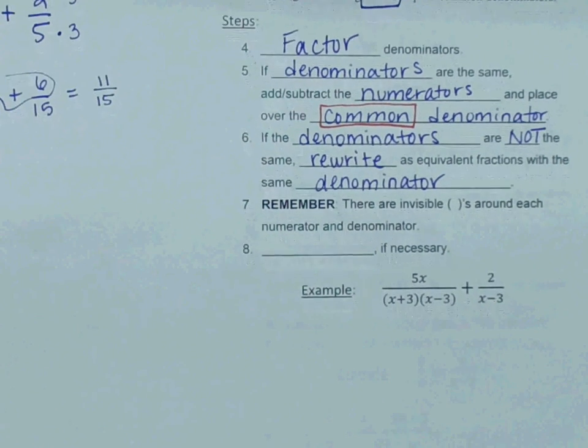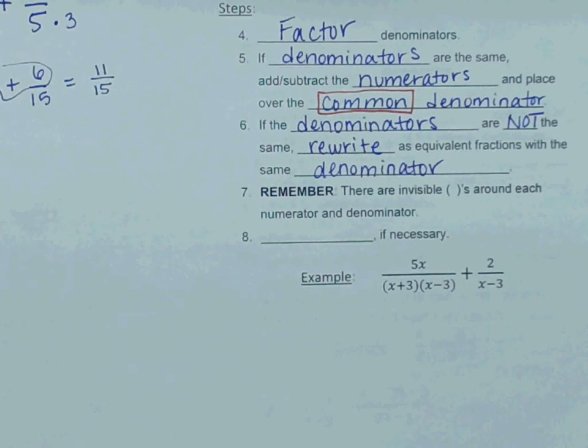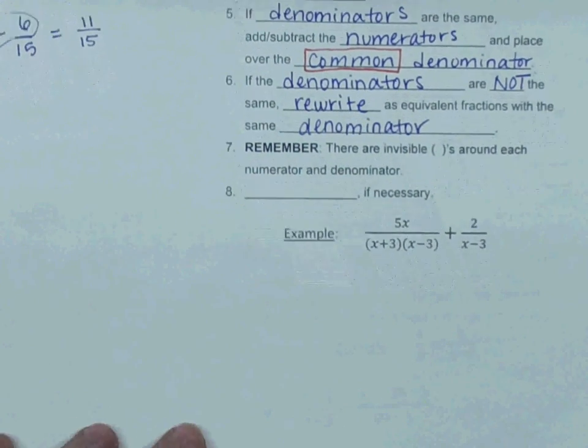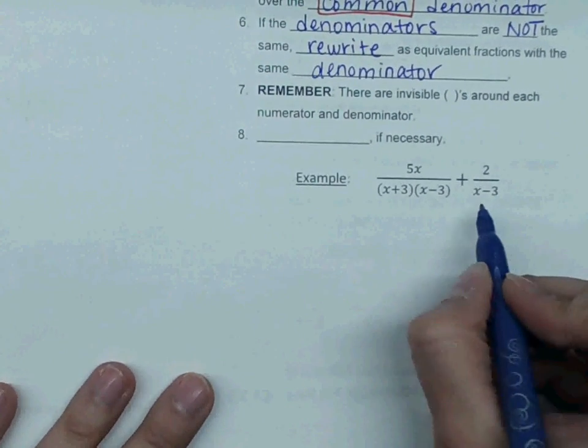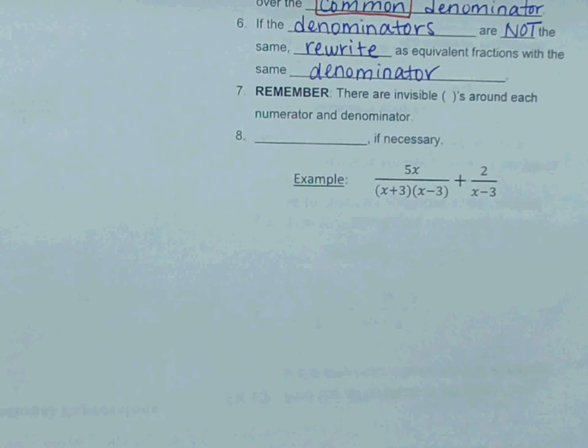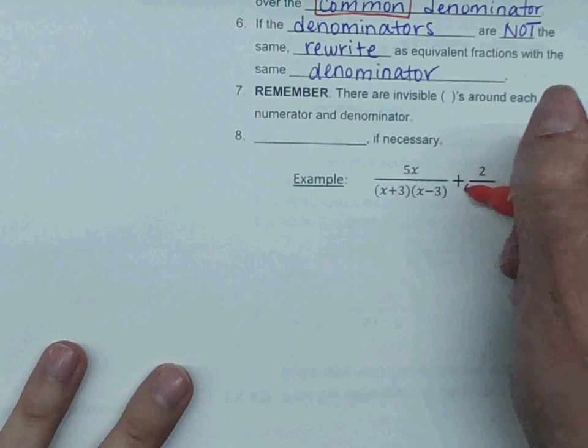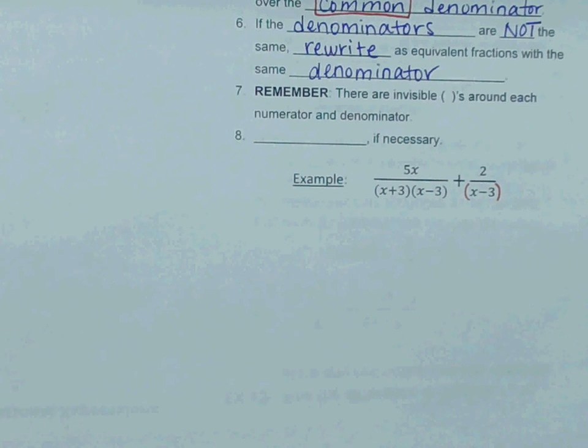Okay, so there's a little reminder here. Remember that there are invisible parentheses around each numerator and denominator. So if you look at this example, see how the x minus 3 on the bottom doesn't have parentheses around it? Sometimes people can get confused with that and just assume that the x is separate and the 3 is separate. But we talked about in our previous section with multiplying and dividing, we said that this is a set. So just don't forget that there are those parentheses there that you have to take into consideration.